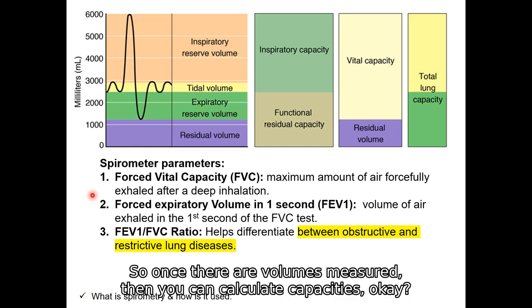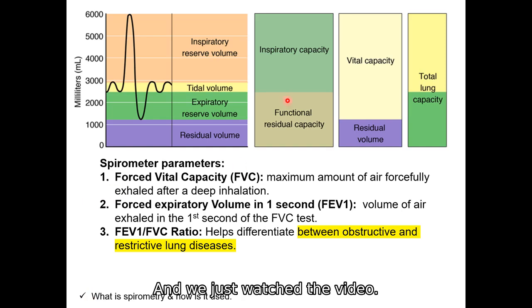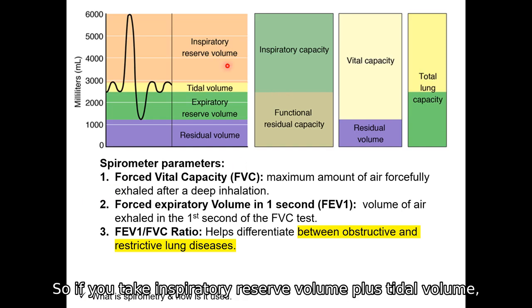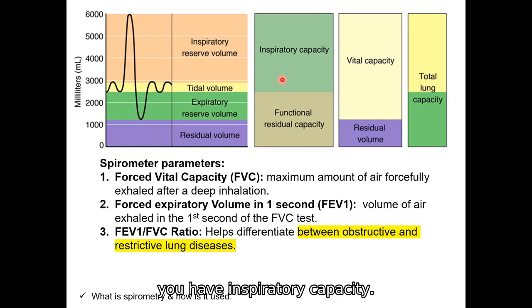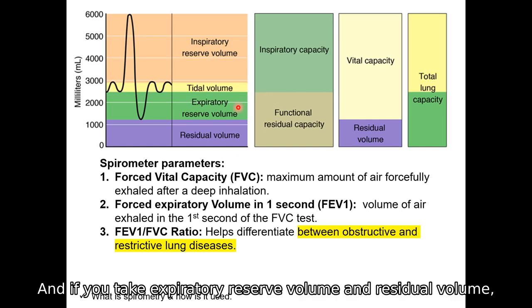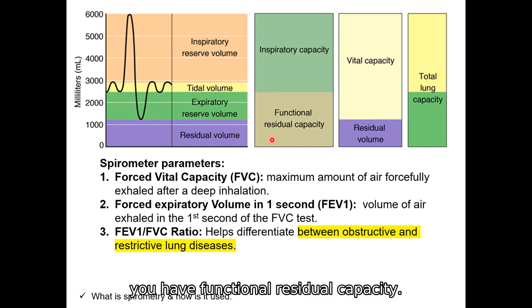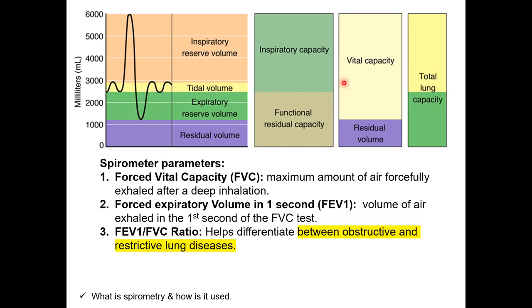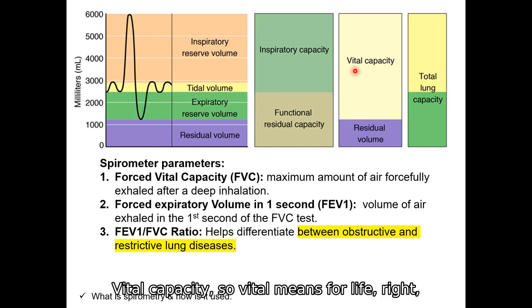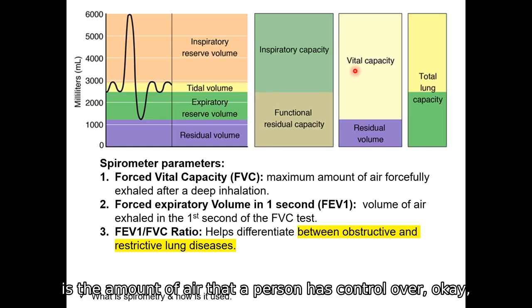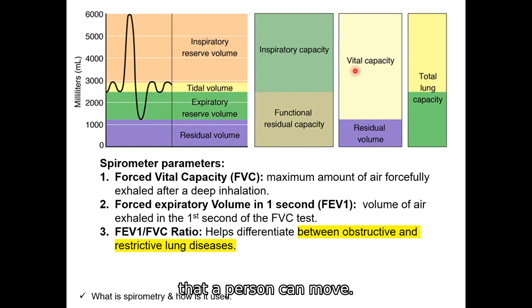Okay, so once there are volumes measured, then you can calculate capacities. Okay, and we just watched the video. So if you take inspiratory reserve volume plus tidal volume, you have inspiratory capacity. And if you take expiratory reserve volume and residual volume, you have functional residual capacity. Vital capacity, so vital means for life, right, is the amount of air that a person has control over, okay, that a person can move. And so we're going to measure this.